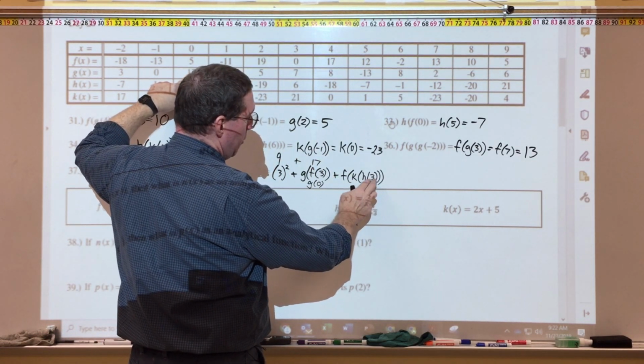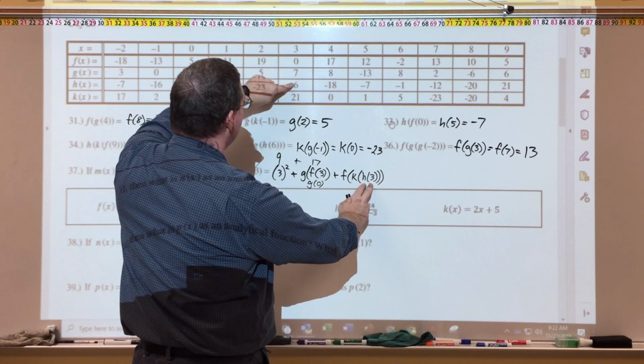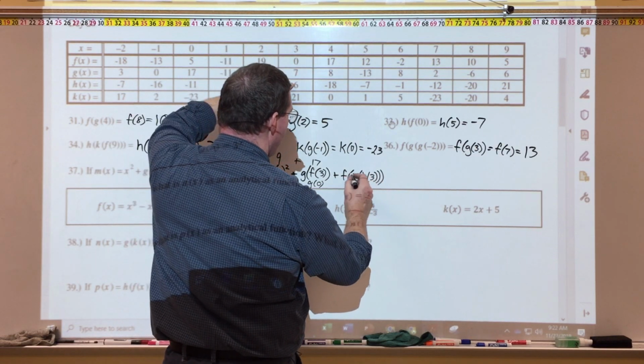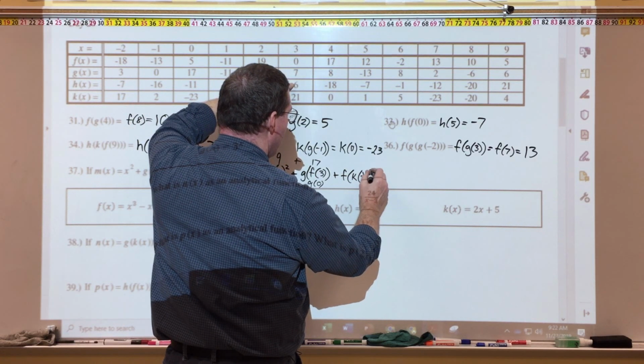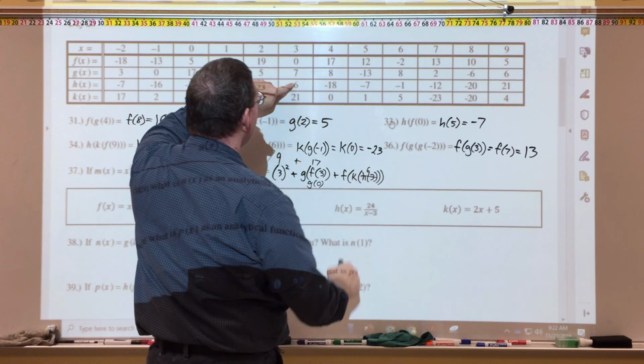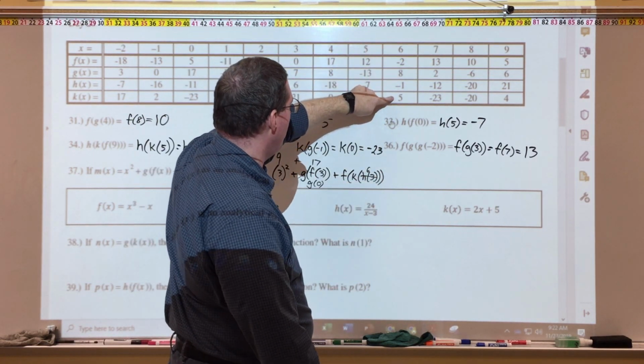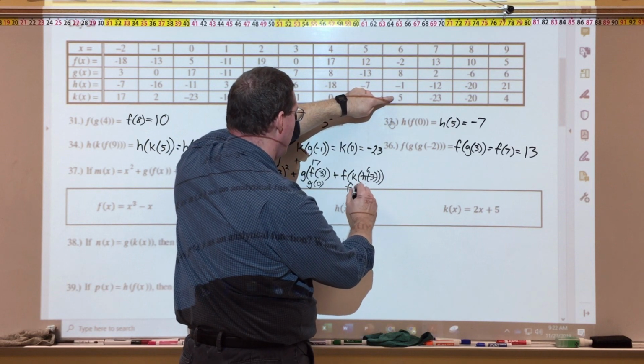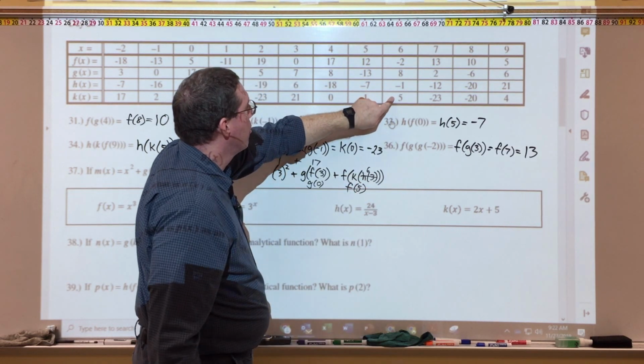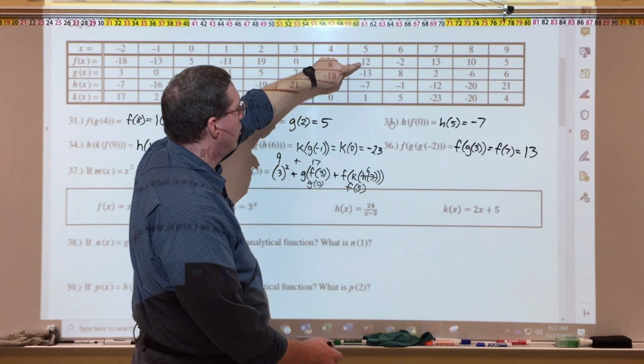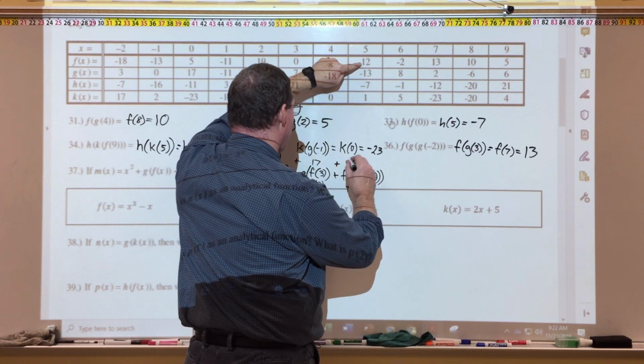Let's work inside out. H of 3 first. Here's 3. H is the third row. That's a 6. So this is f of k of 6. K of 6, let's go to 6. K is the third row, is 5. So really what we need here is f of 5. So we'll go to 5. First row is f of x. So this is 12, so plus 12.